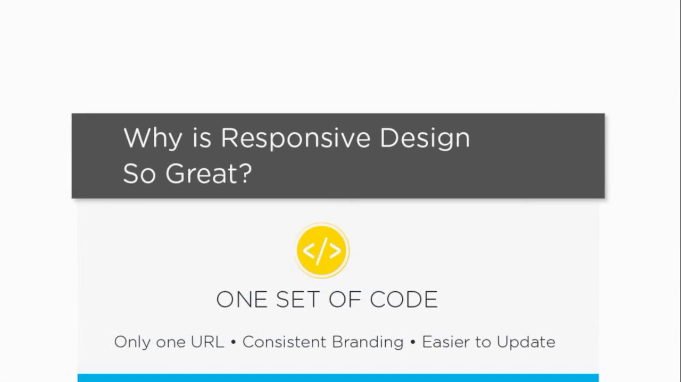So why is responsive design so great? Let's talk about this quickly. One set of code. Pretty simple. Got to update just one set of code, right? One URL. Also a good thing. Consistent branding. I designed for desktop. It's available for tablet and mobile. That's cool too. Easier to update. Again, that kind of talks about the one set of code. Some of the reasons responsive is great.